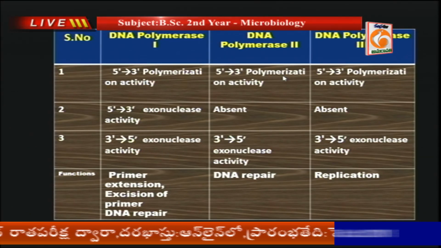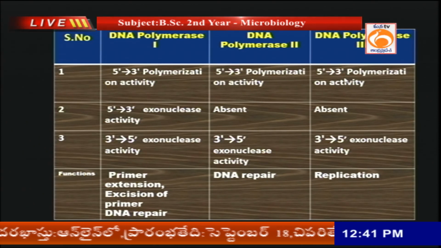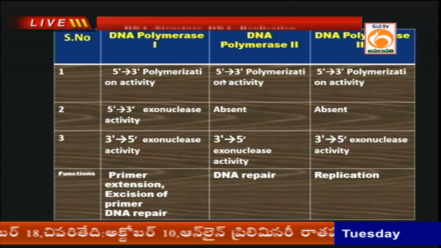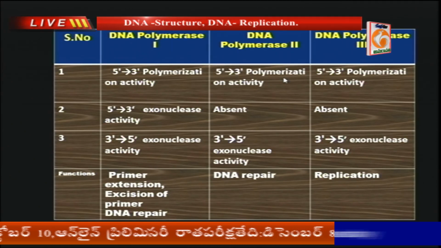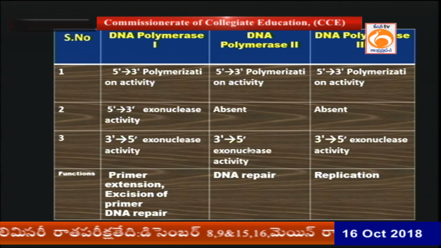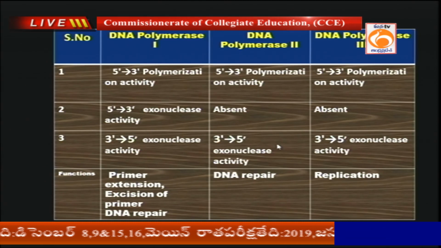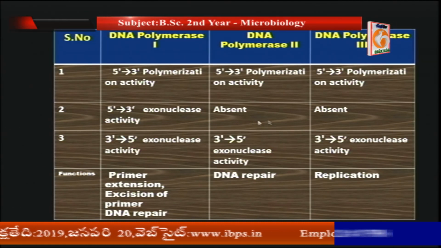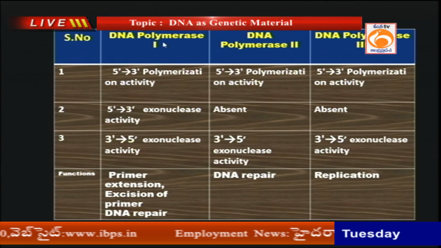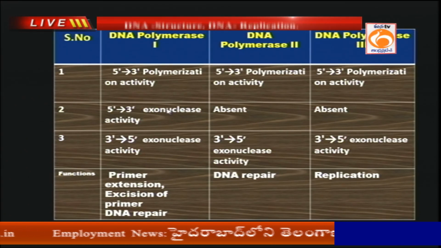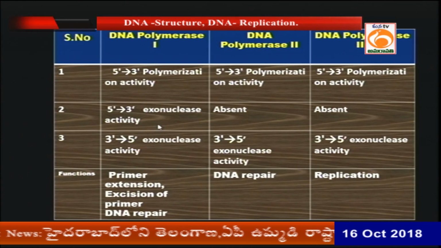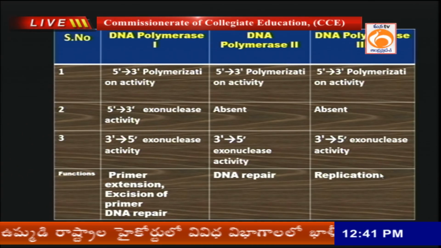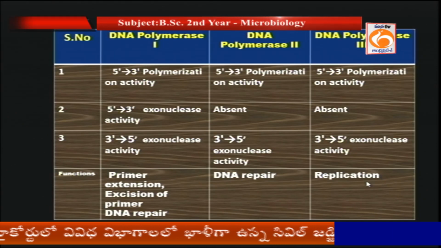And next one is DNA polymerase 2 and DNA polymerase 3. Both these enzymes have 5' to 3' polymerization activity and 3' to 5' exonuclease activity. 5' to 3' exonuclease activity is absent in these enzymes. It is present only in DNA polymerase 1 enzyme, and this is important in the removal of primer. And DNA polymerase 3 is the main enzyme of DNA replication.